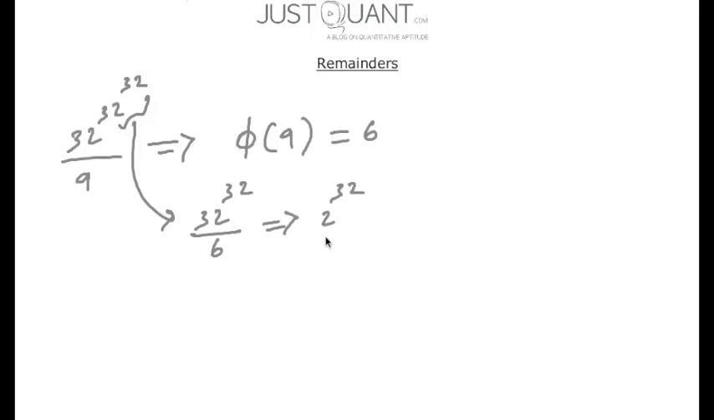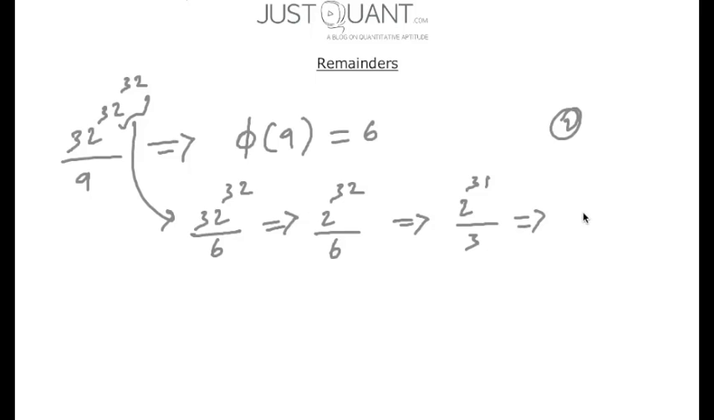so this can be written as 2 to the power 32 by 6. We see that both 2 and 6 are not coprimes, so I'll take out the common factor from the numerator and denominator, which is 2. So this becomes 2 to the power of 31 by 3. Okay, so I'll just make a note of the common factor here, which is 2. Now 2 and 3 are coprimes.